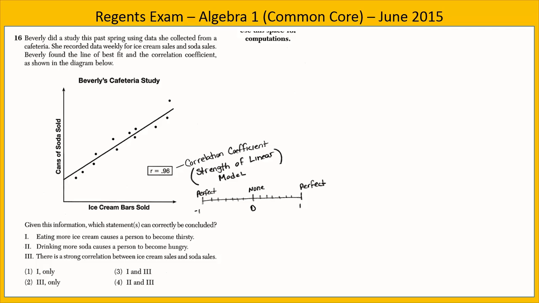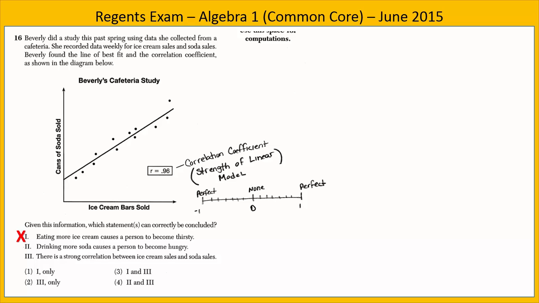Eating more ice cream causes a person to become more thirsty. Now, be careful, because while there's a strong correlation, correlation does not suggest causation. Correlation means, yes, there's a linear relationship. As more ice cream bars are sold, more cans of soda are also sold. However, it does not suggest that eating more ice cream causes a person to become thirsty, and so choice 1 is out.